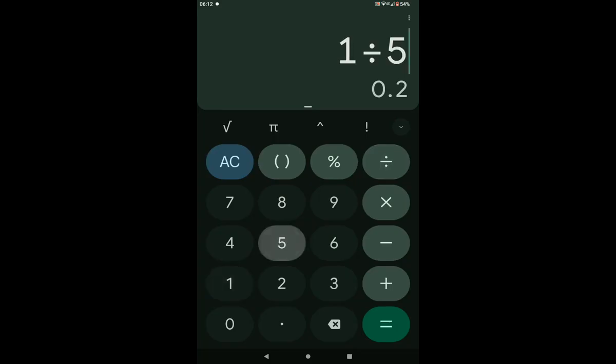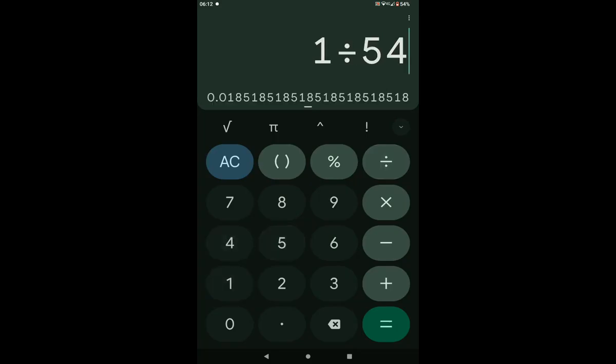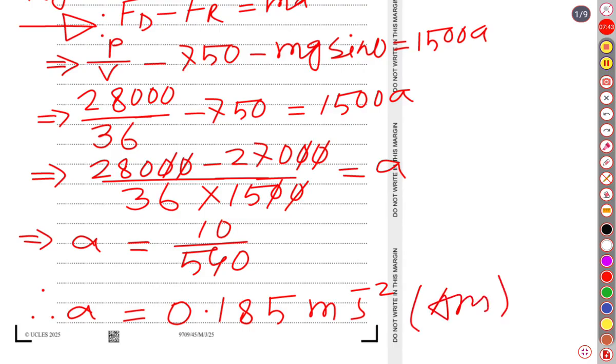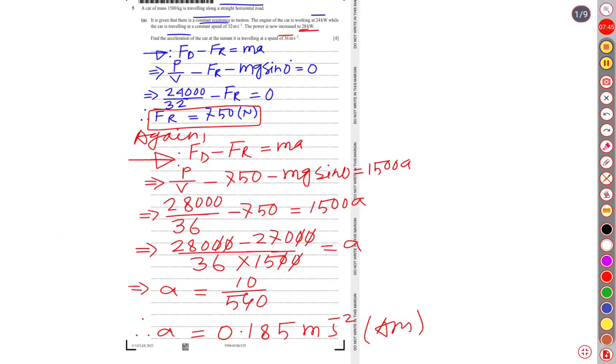Divided by 50, to three significant figures, it is going to be 0.185 meter per second square. So that's all about the solution to this part of the question.